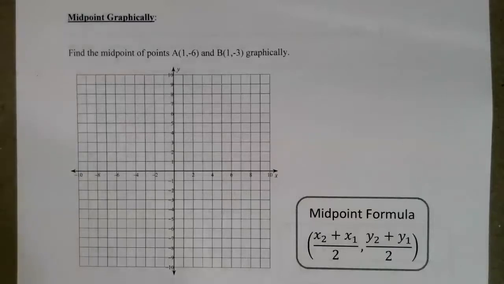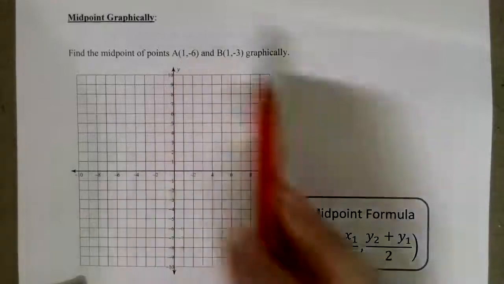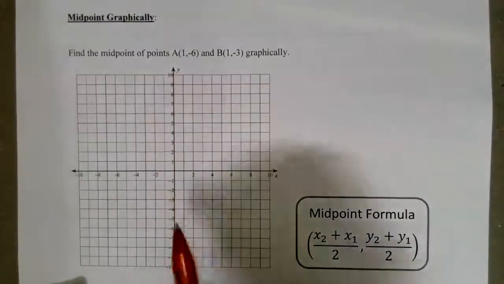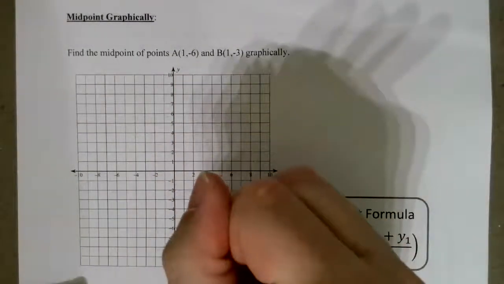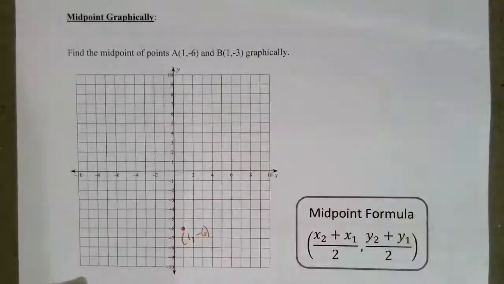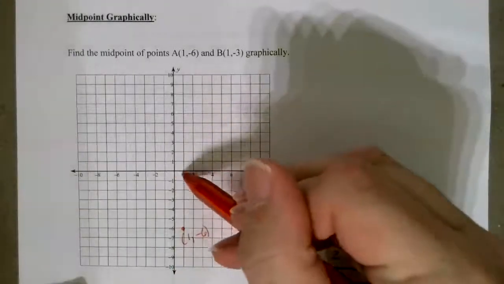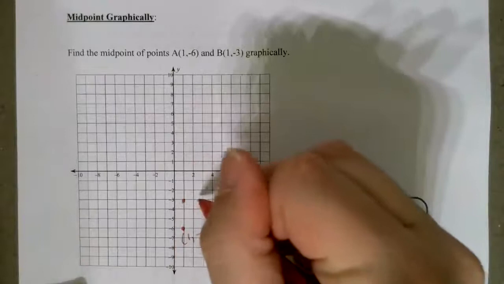I'm just going to give you this visual for this first example, and then we're going to go away from graphing. Okay, so let's go ahead and plot the two coordinates. So 1, -6. I'm going to go ahead and draw the point there, and I'll go ahead and label it 1, -6. And then the other one is 1, -3. There's the coordinate.